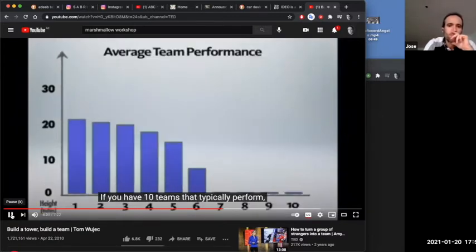If you have 10 teams that typically perform, you'll get maybe 6 or so that have standing structures. And this is more or less typical as well, what I said in the class.